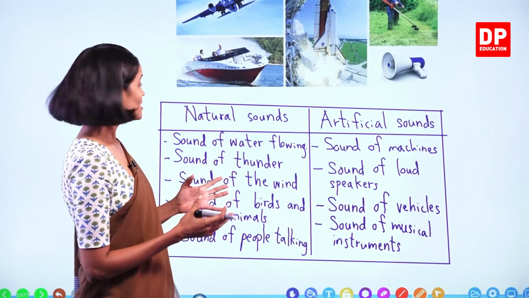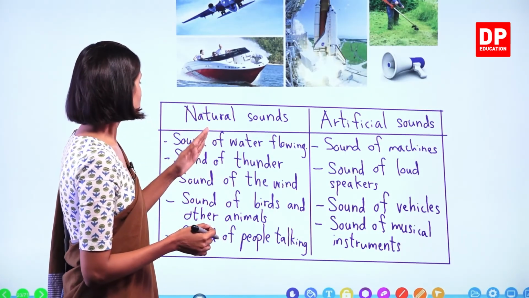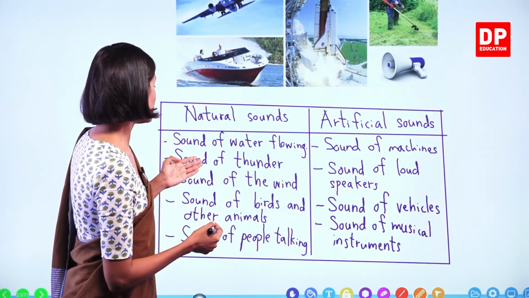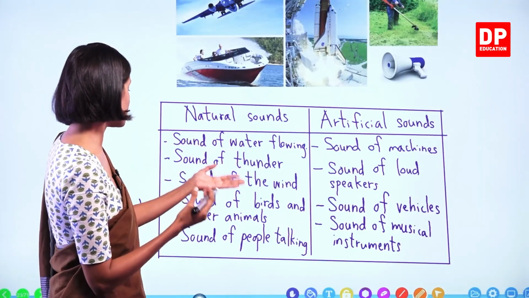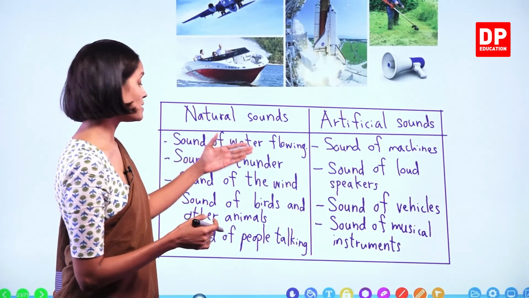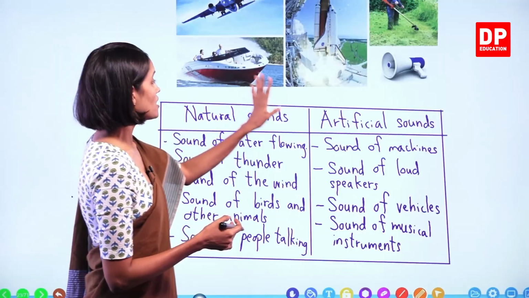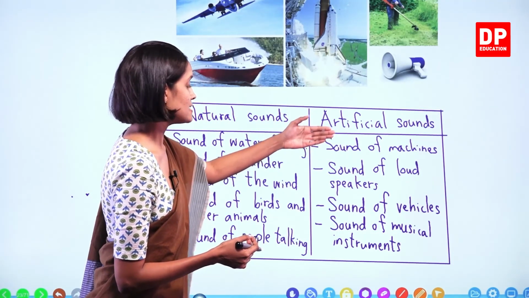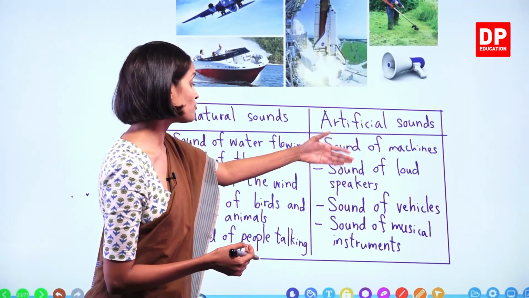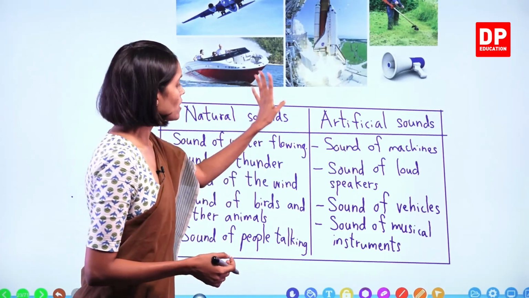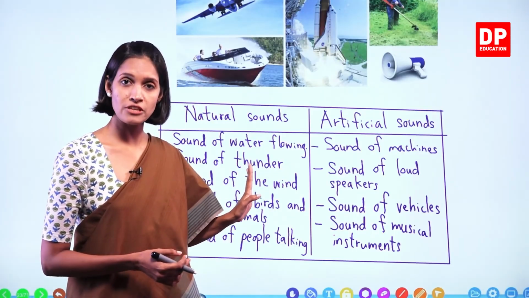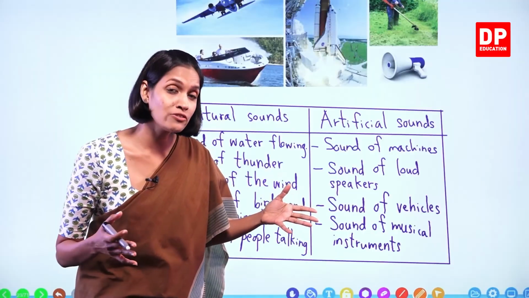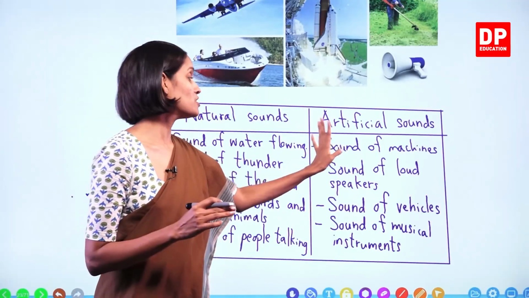So we'll go through the list now. Natural sounds. Sound of water flowing or flowing water. Sound of thunder. Sound of the wind. Sound of birds and other animals. Sound of people talking. Artificial sounds. Sound of machines, of loudspeakers. Sound of vehicles and sound of musical instruments. So I have added only a limited number of things to my list, but you can add more and more things. Observe your environment and add more and more things to your list.